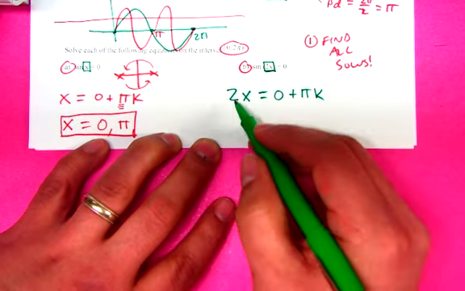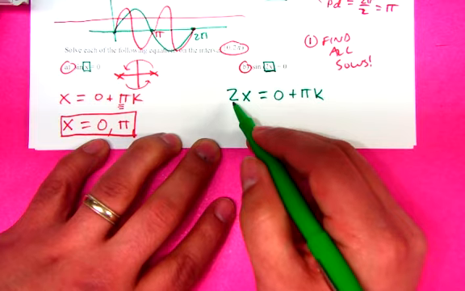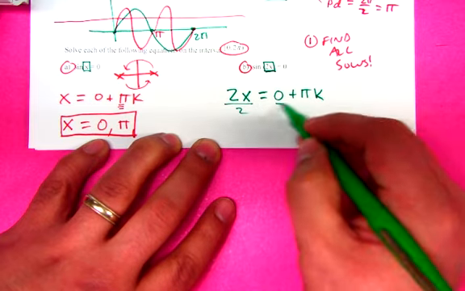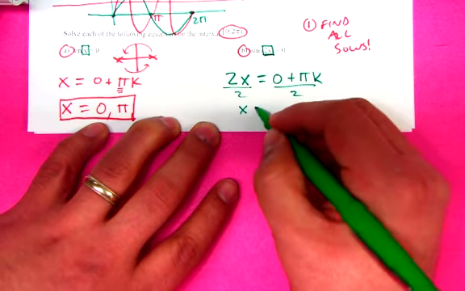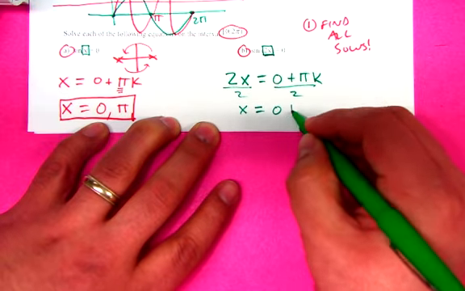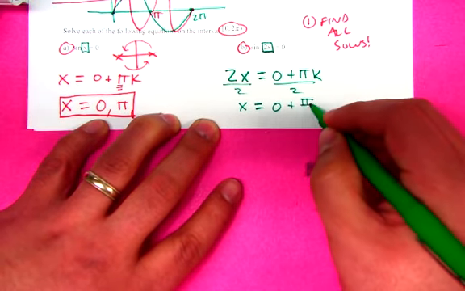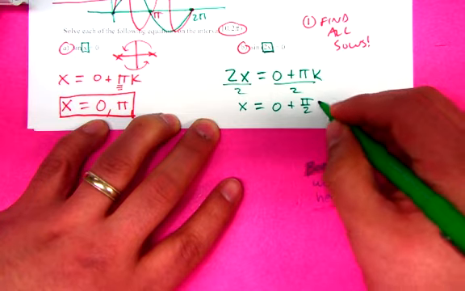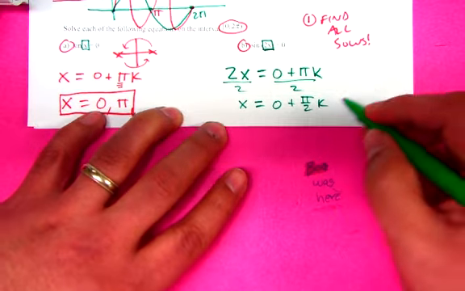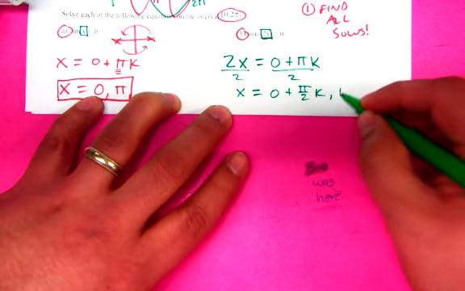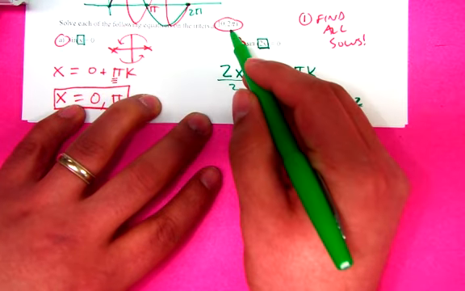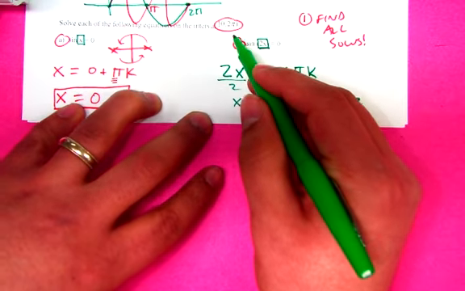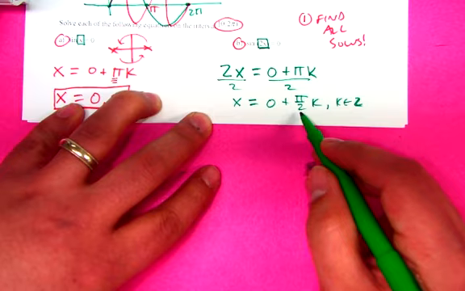And then, yes, if we're looking for x, we take this equation, divide by 2. So now we get x equals 0 plus pi over 2 k, where k is any integer. That's the entire solution set. But now we can use this if we want to list answers from 0 to pi, because this tells us what to do. What's the first angle?